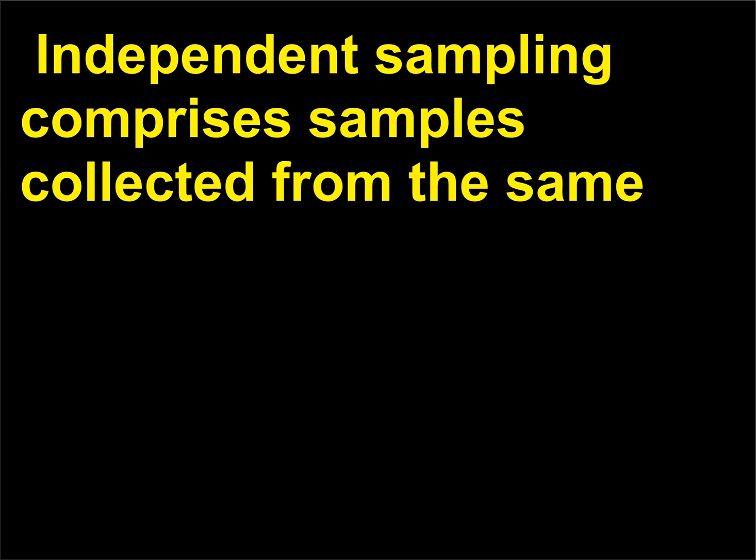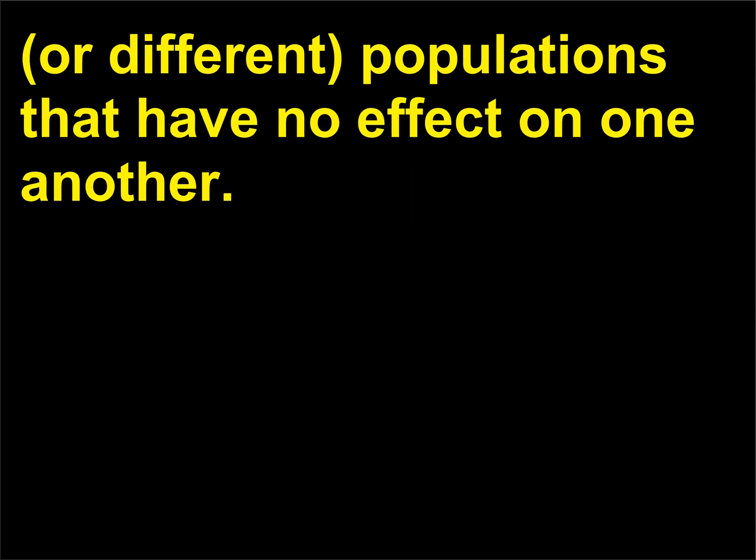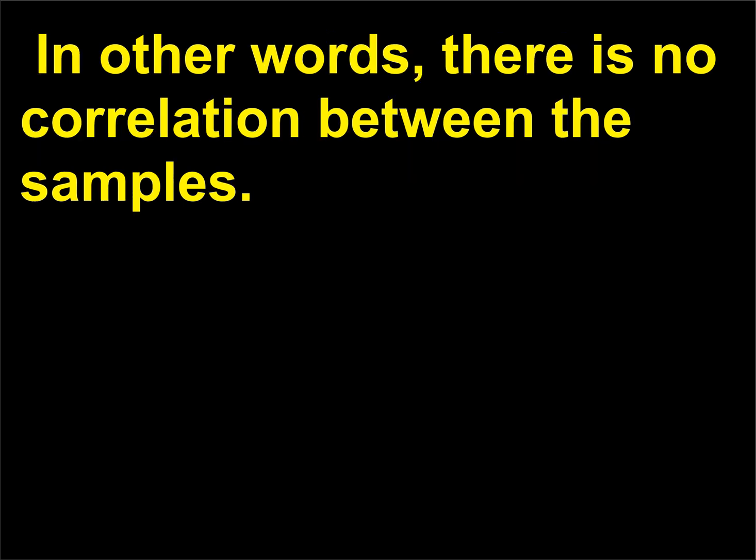Independent sampling comprises samples collected from the same or different populations that have no effect on one another. In other words, there is no correlation between the samples.